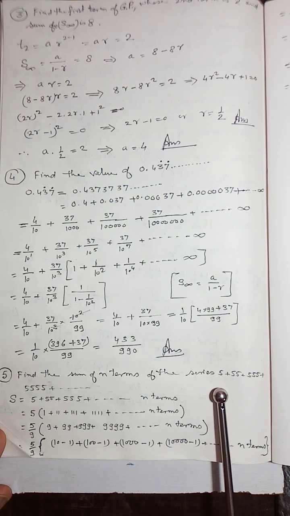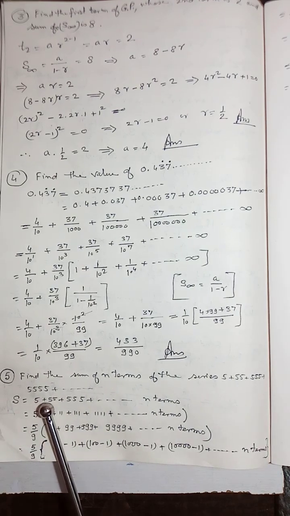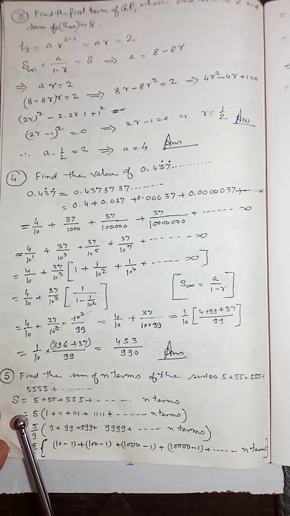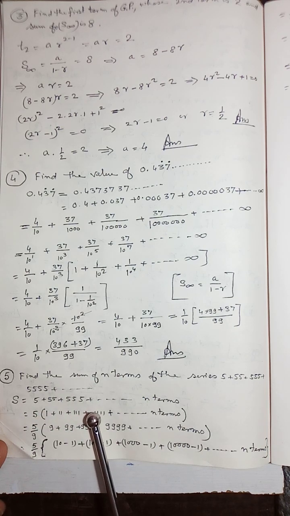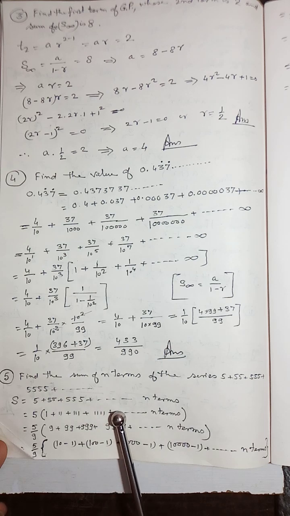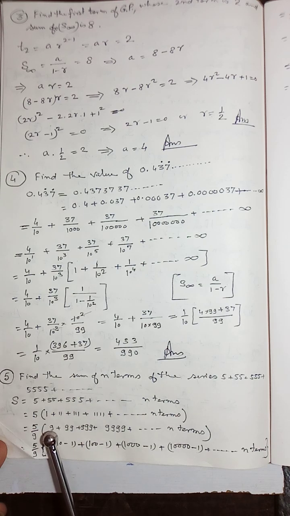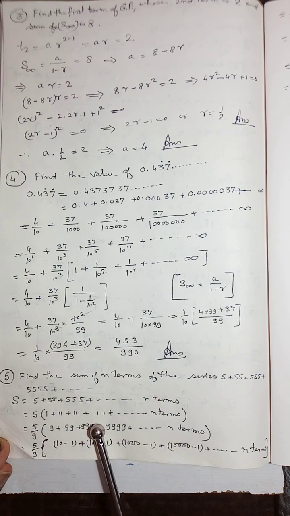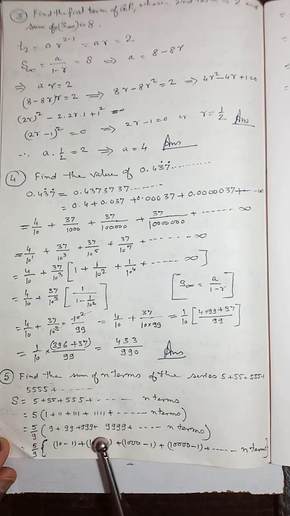Now find the sum of n terms of the series. How is the series given? 5, 55, 555, 5555, and so on. So here the summation can be written like this: 5 plus 55 plus 555 plus 5555, and so on up to n terms. You see, I have taken 5 common. So after taking 5 common, inside the bracket we will get 1 plus 11 plus 111 plus 1111 plus and so on up to n terms.